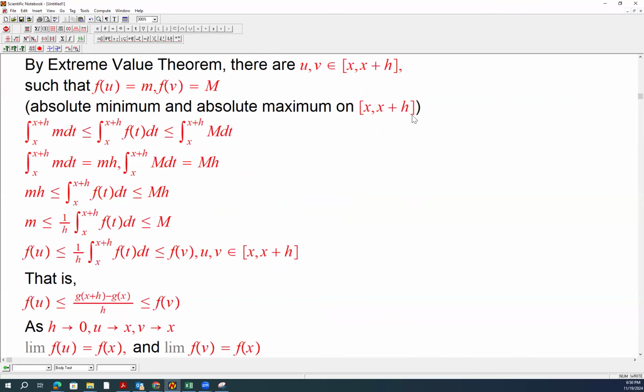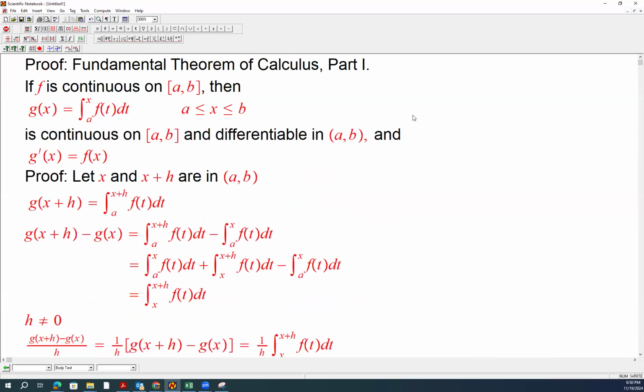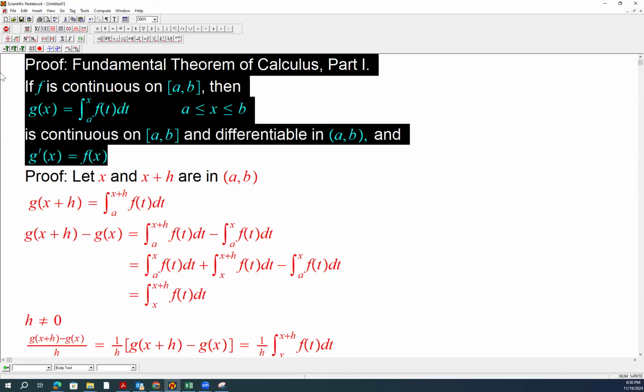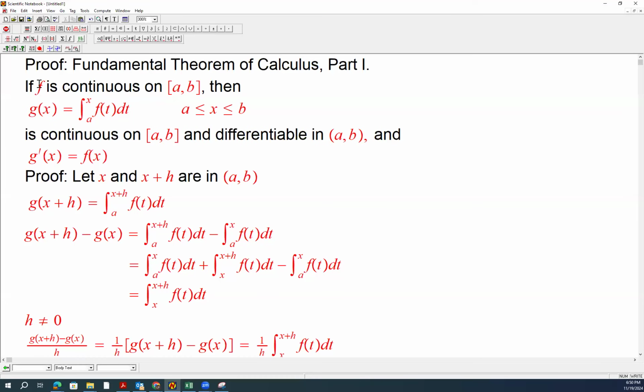So before we close, let's go back to see fundamental theorem of calculus part 1. It says that f is a continuous function, the function being integrated, and we generate another function g. The g is defined on f, and g turned out to be the antiderivative of f.